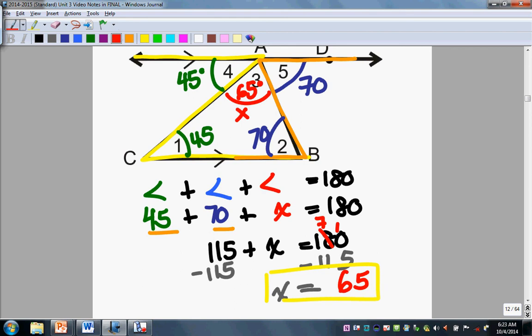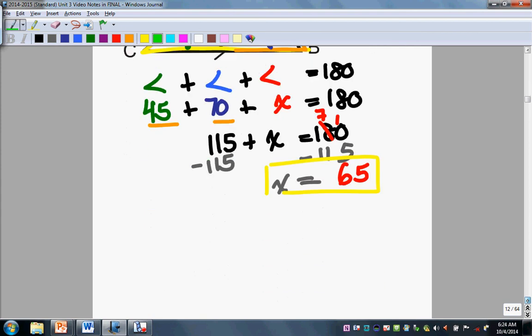And we find that x equals 65. Now there's a continued check. We can go like this and double check that that adds up to 180 up here, which it does. So you can easily see how everything fits together knowing that triangles add up to 180.